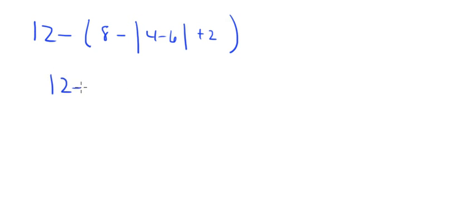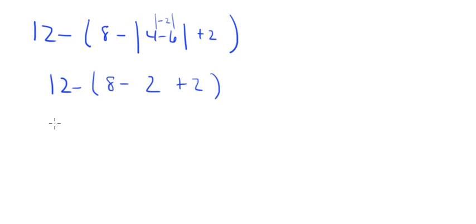We would have 12 minus, and then we're going to have 8 minus, and the absolute value of 4 minus 6. Well, first of all, it would be negative 2, right? But it's absolute value, which means how many points away from 0 is it on the number line? It's not minus 2 points away, it's 2 points away. It's 2 ticks away, right? So it's 8 minus 2 plus 2, close parentheses.